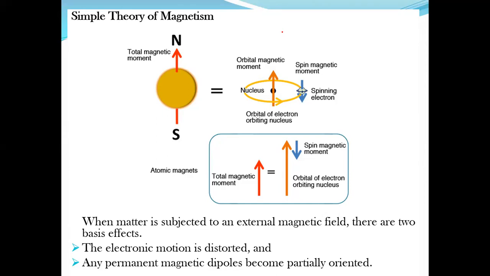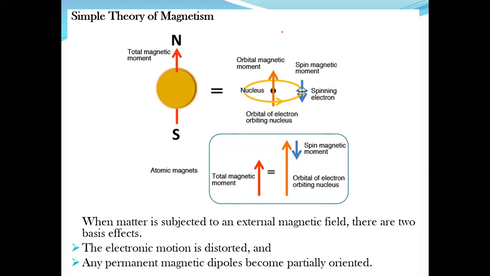The orbiting of the electron is somewhat strong. So therefore, we will have the final one, the total magnetic moment. When the matter is actually subjected to an external magnetic field, there are two basic effects. The electron motion is distorted, and any permanent magnetic pole becomes partially oriented, right?